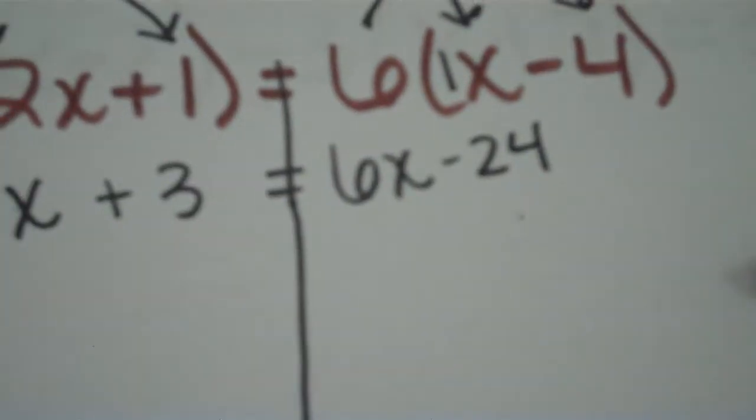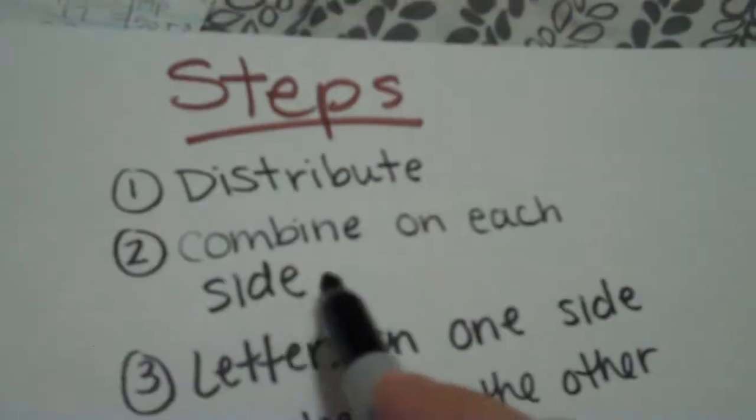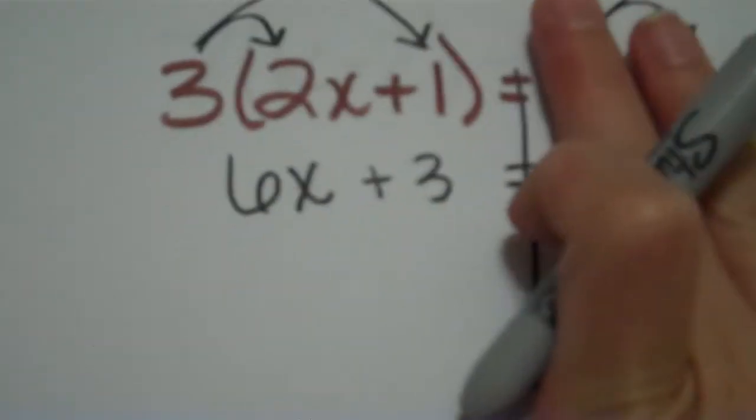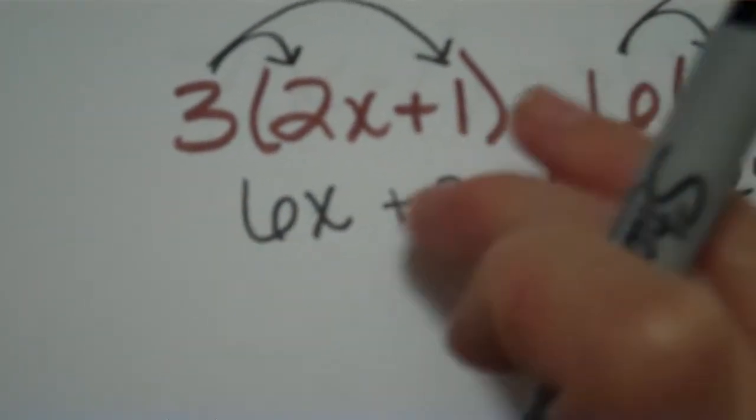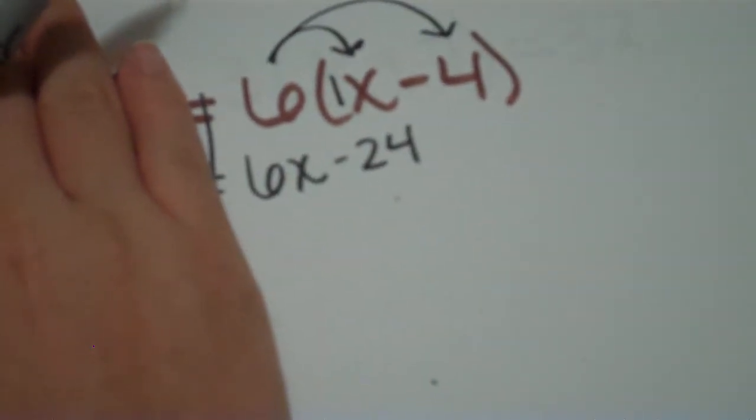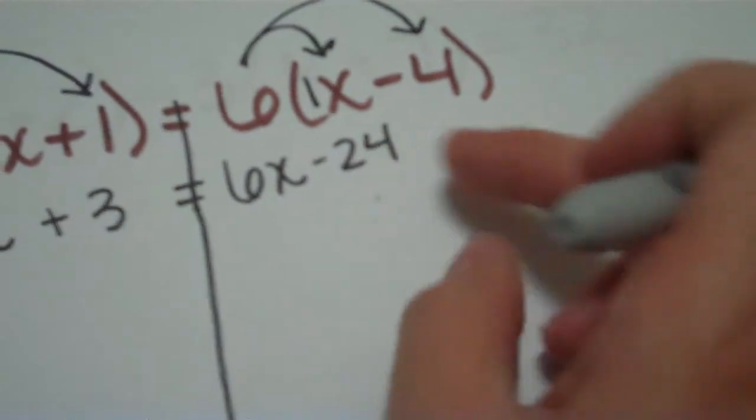Just like that, right? So I distributed, combine on each side. Is there anything on here I can combine? Nope, because that's an x and that's not. Anything over there I can combine? Nope, because that's an x and that's not.